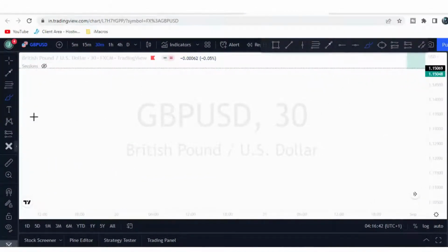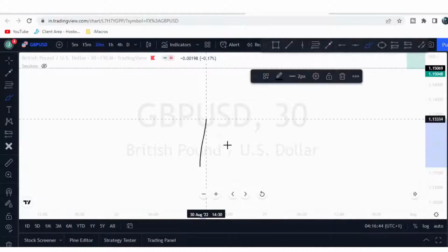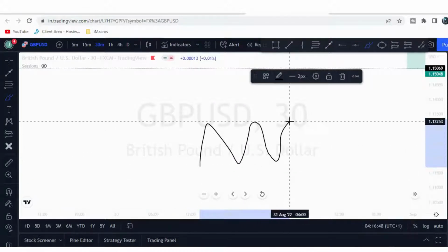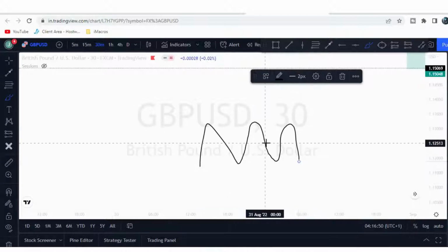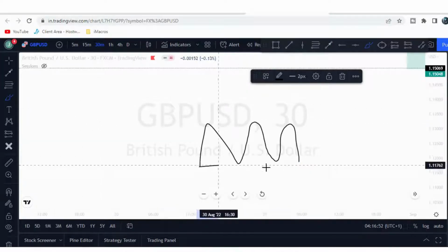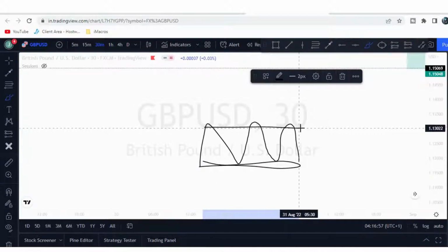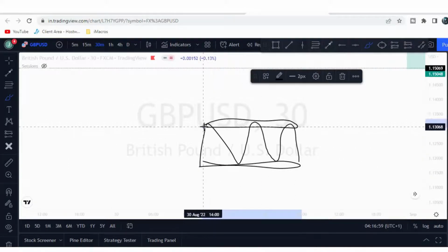All right guys, so basically this is what support and resistance looks like. We have price moving up, down, up, like this. So what we have here is the support level, and what we have right here is the resistance. Please don't mind my drawing.